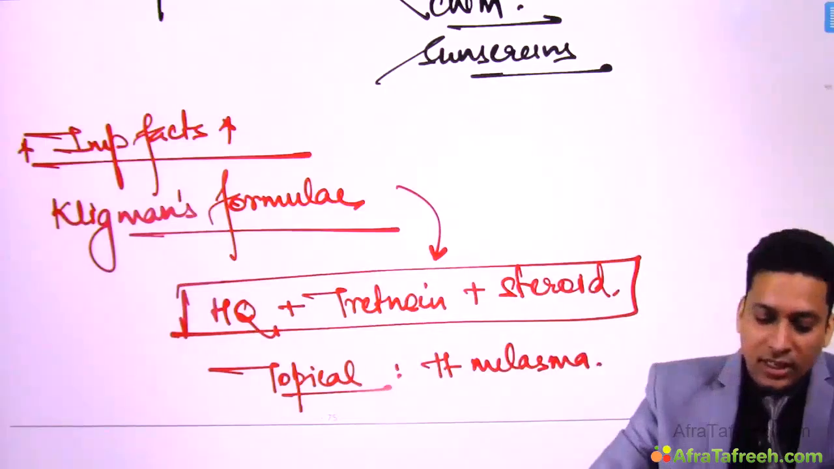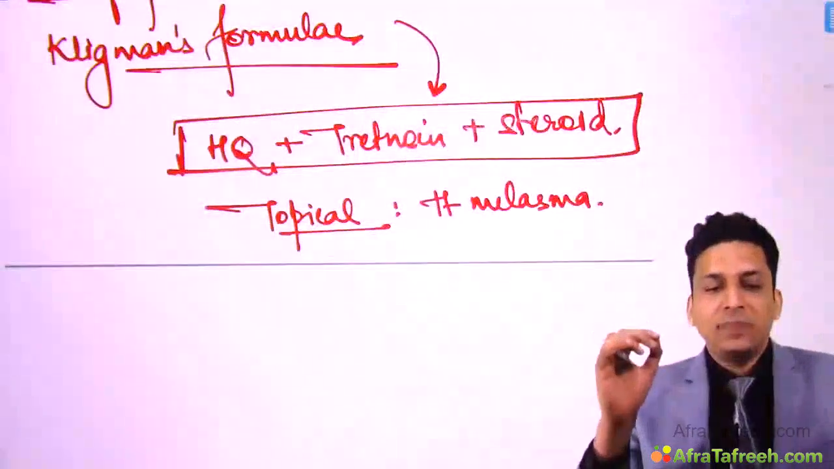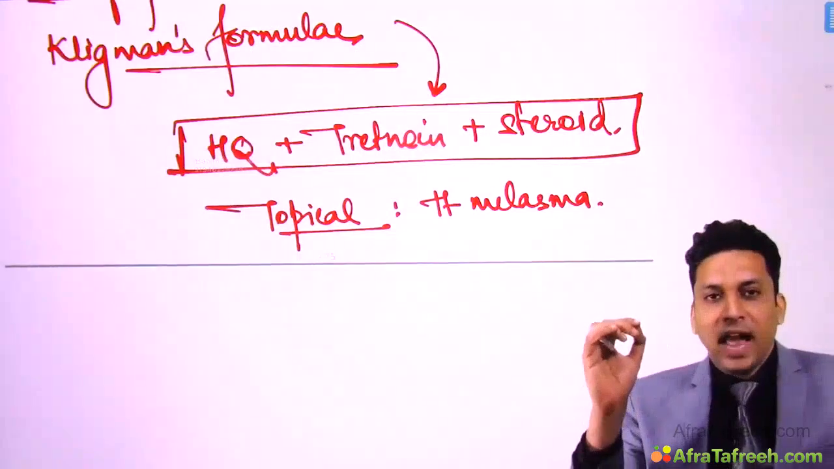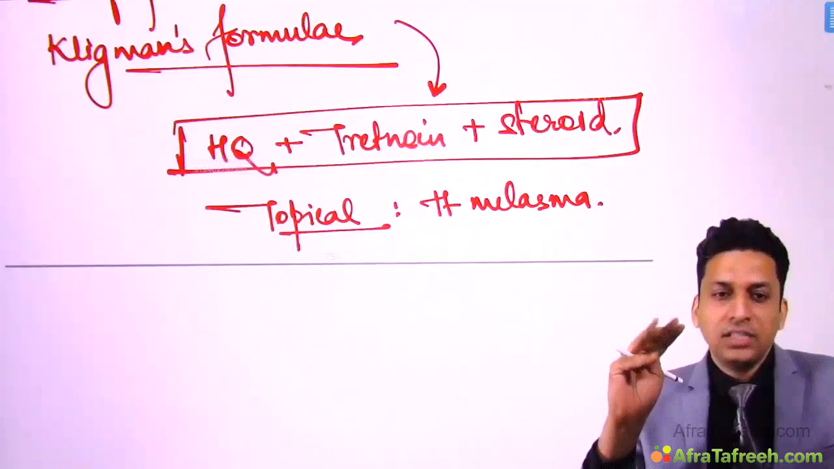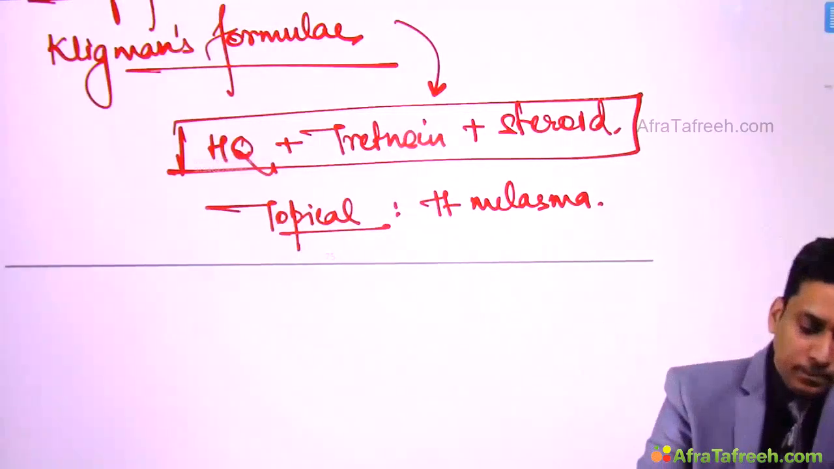So remember that Kligman's formula is used in the treatment of melasma. This is topically applied, and this is a combination of three things. This is a triple combination of hydroquinone, tretinoin, and steroids. So this is Kligman's formula.